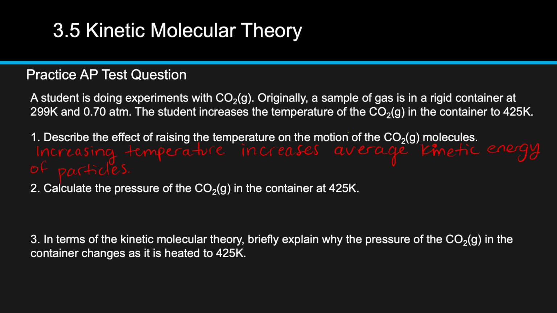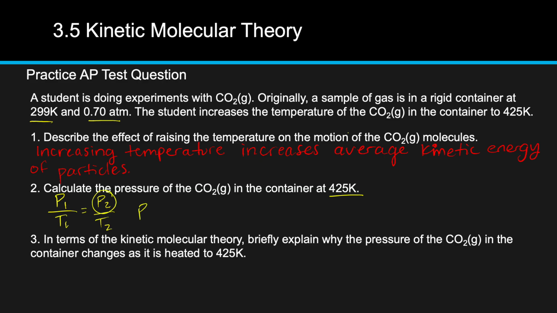Number two says calculate the pressure of the carbon dioxide in the container at 425 Kelvin. So with this, we're going to use Gay-Lussac's law because we have pressure and we have temperature. Our original temperature and our original pressure are in the question, and our final temperature is 425 Kelvin. So we know Gay-Lussac's law is P1 over T1 equals P2 over T2. Remember, for AP Chemistry, you don't actually have to know the names of the laws. I'm just saying them because we're used to saying them in our class. But we are looking for the final pressure, so we're looking for P2.